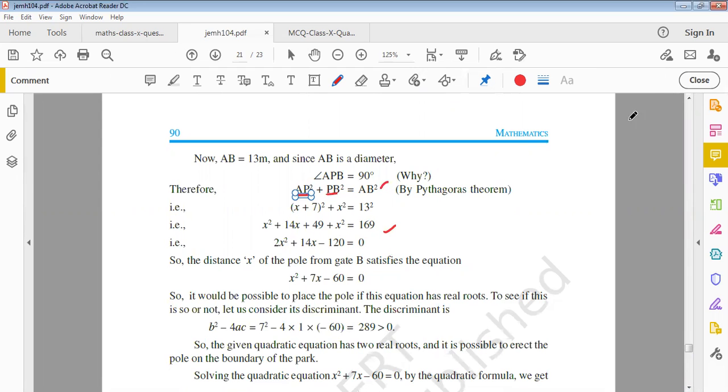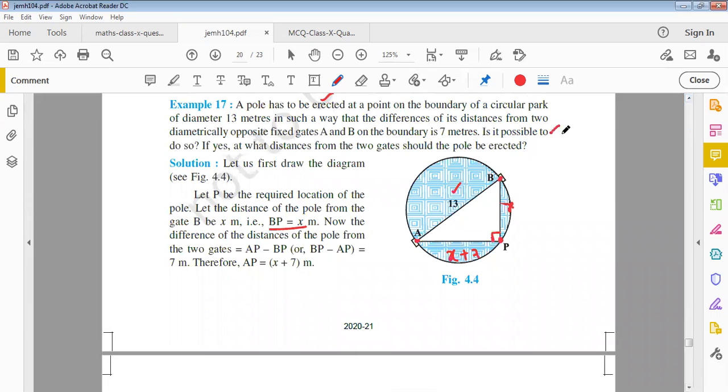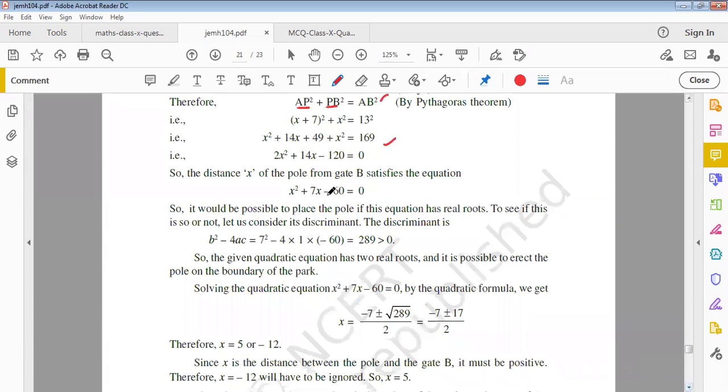The question is asking: is it possible? First of all, we have to construct the equation. After constructing the equation, we have to check the discriminant. Now, after doing that, we got x square plus 7x minus 60 is equal to 0. Now we have to answer for that.